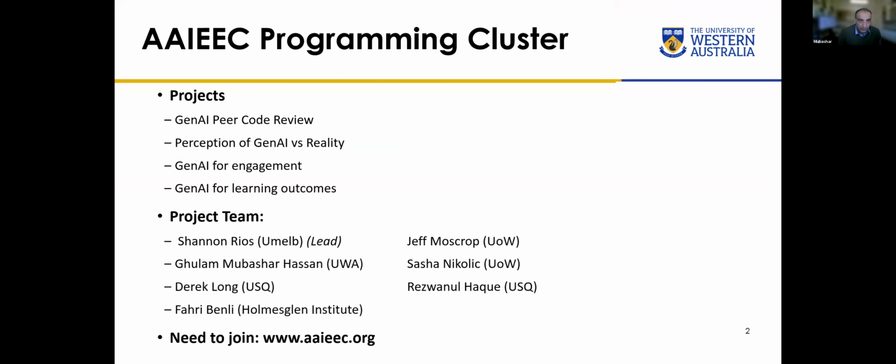Okay. So Shannon has already covered that we have a programming cluster. These are the 7 members: Shannon, me, Derek, Ari, Jeff, Sasha, and Rez. If you want to join it, please feel free to join. There are 4 different projects which we have shortlisted. GenAI peer code review, where Shannon has already shown you perception of GenAI versus reality, GenAI for engagement and GenAI for learning outcomes.